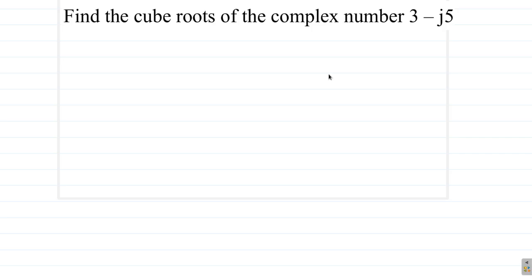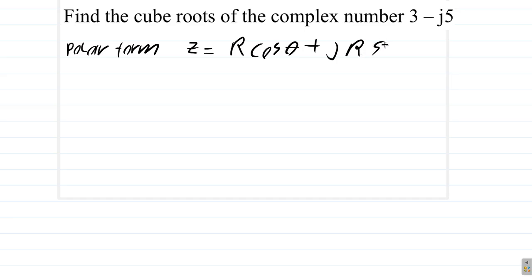Now, this is in rectangular form. So we want the polar form of the complex number. So z is equal to r cos theta plus j r sine theta.